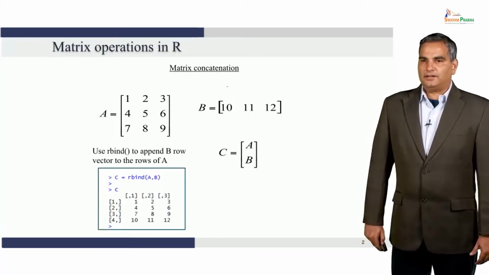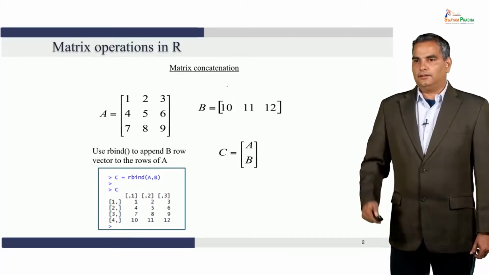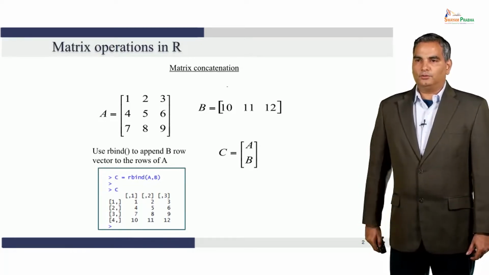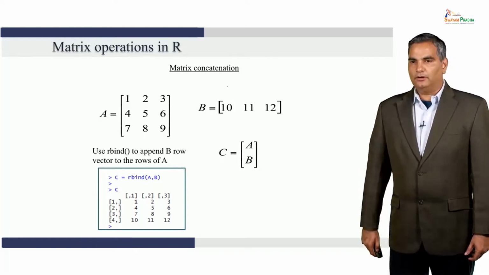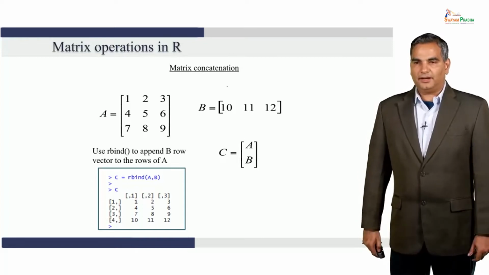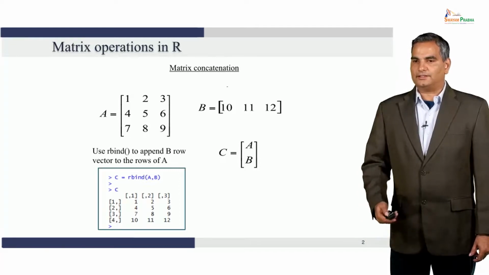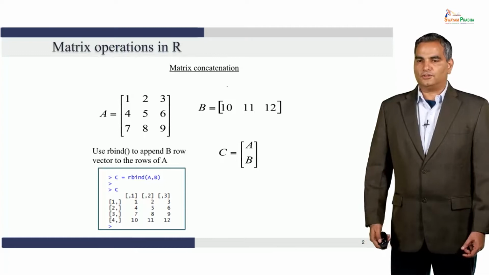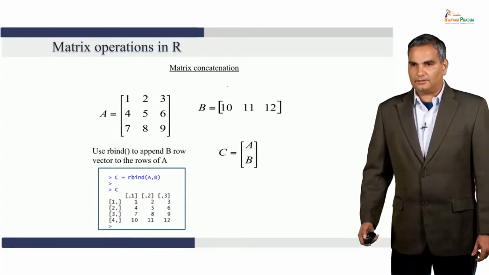So let's take a matrix A, which is 1, 2, 3, 4, 5, 6, 7, 8, 9. The other matrix is B, 10, 11, 12. If you wanted to put the row of B, 10, 11, 12, below the 3 rows of A, you could use the command C is rbind(A, B), which basically gives you 1, 2, 3, 4, 5, 6, 7, 8, 9, and the last row that we took from B, which is 10, 11, 12. So you got a matrix now which has 4 rows and 3 columns.